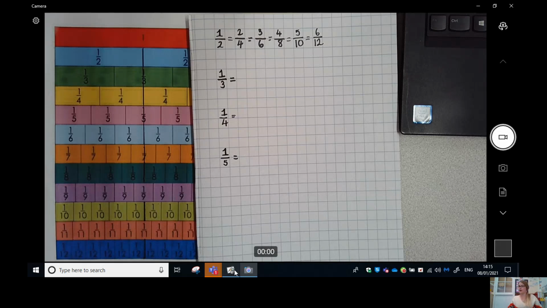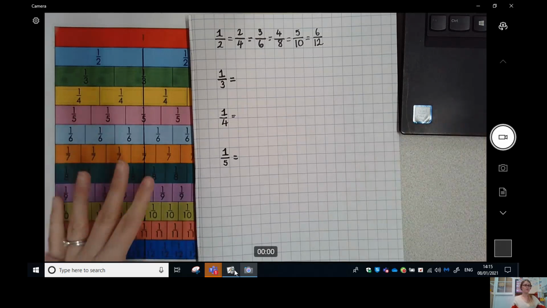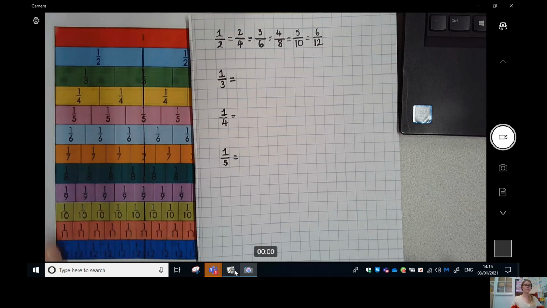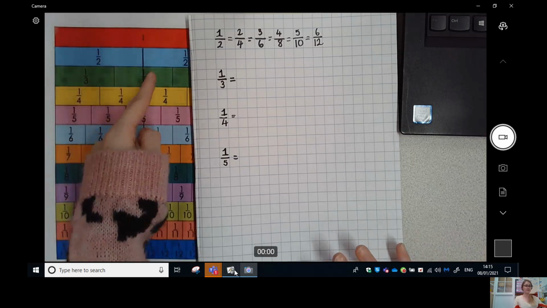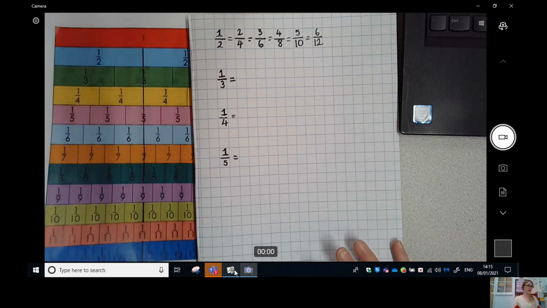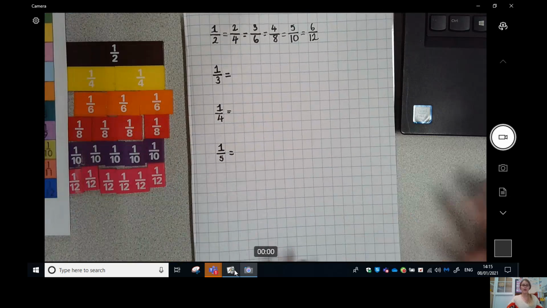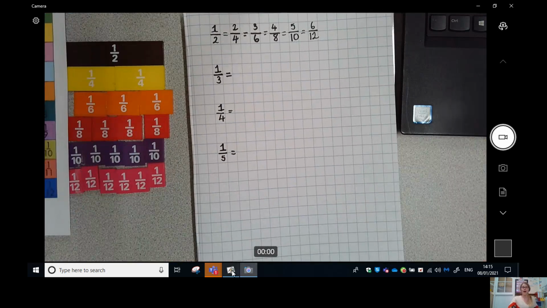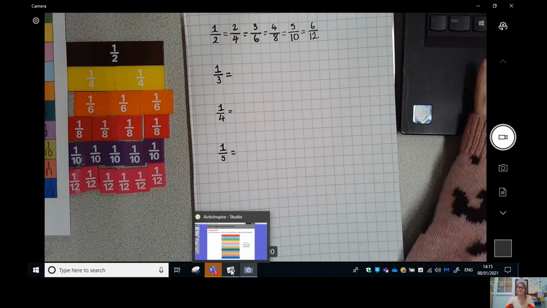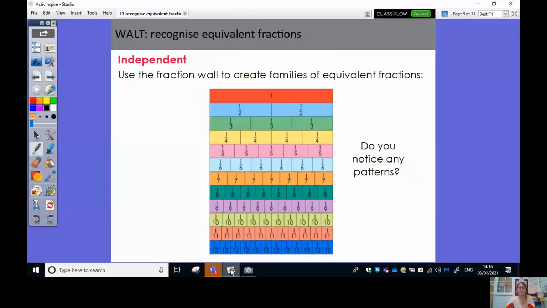Okay, so I hope that's clear. Do your best to use your fraction board. If you have got it cut out and you can move it around, fantastic. If you haven't, then you can see what I've done there, drawing lines to help me. So have a go, and then when you're ready, you can come back to the board, and then we will go through the answers together. Okay, good luck. Off you go.